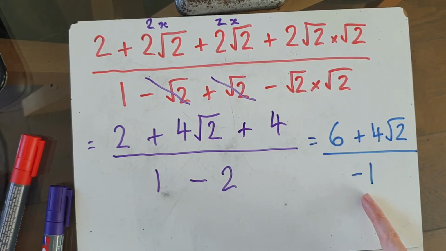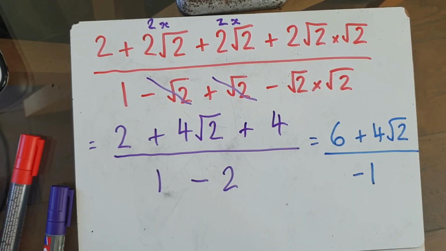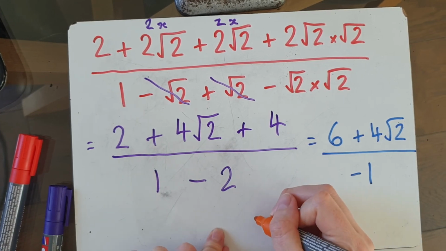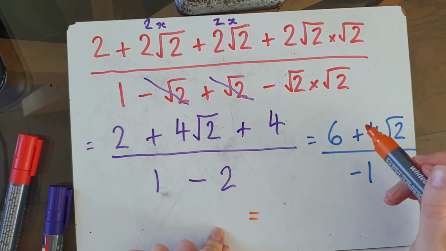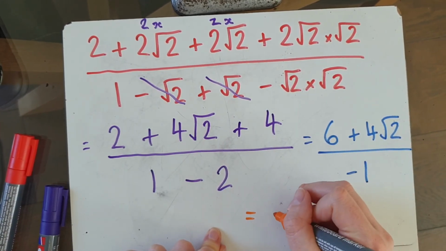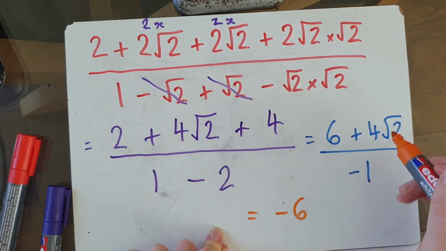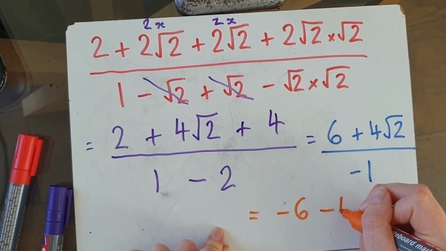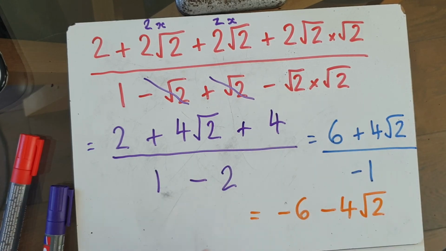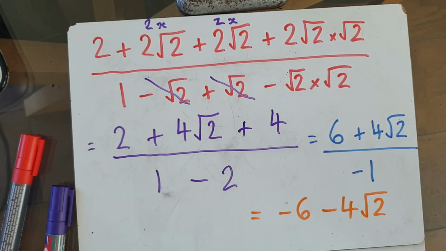Now, if our denominator is 1 or negative 1, we want to simplify that further. So 6 divided by negative 1 is negative 6, and 4 root 2 divided by negative 1 is negative 4 root 2. And that is our final answer.